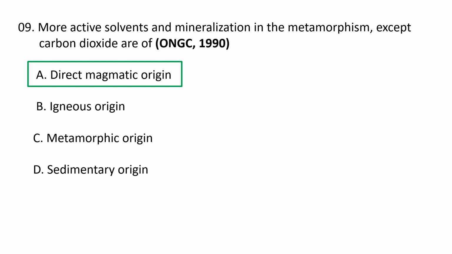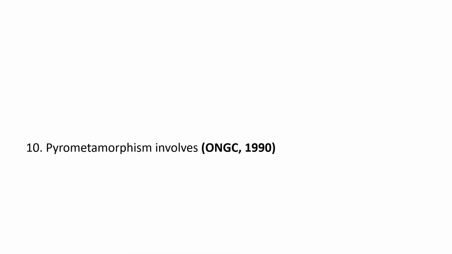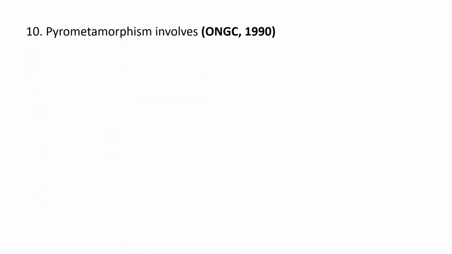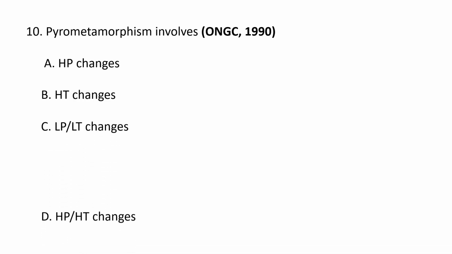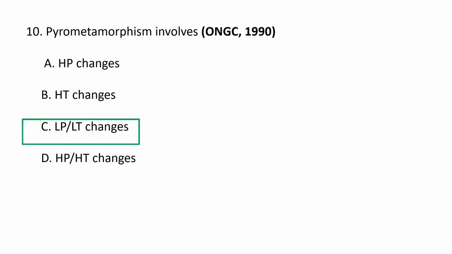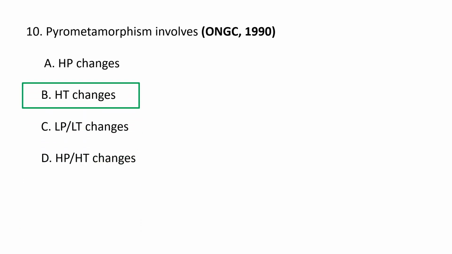Next question. Pyrometamorphism involves, the choices are A. High pressure changes, B. High temperature changes, C. Low pressure and low temperature changes, D. High pressure, high temperature changes. Pyrometamorphism involves only high temperature changes. B, high temperature changes, is the correct answer.